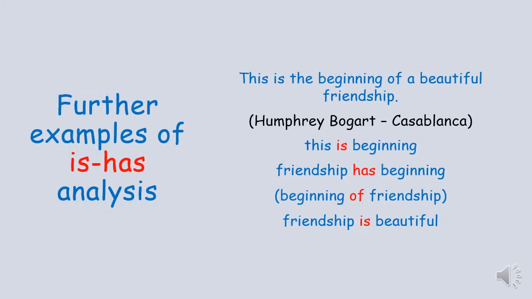Let's have a look now at some further examples of is-has analysis. Consider the sentence, this is the beginning of a beautiful friendship, which comes from Humphrey Bogart in the film Casablanca. And we can analyse this as follows. This is beginning, friendship has beginning, also expressible as beginning of friendship, and finally friendship is beautiful.